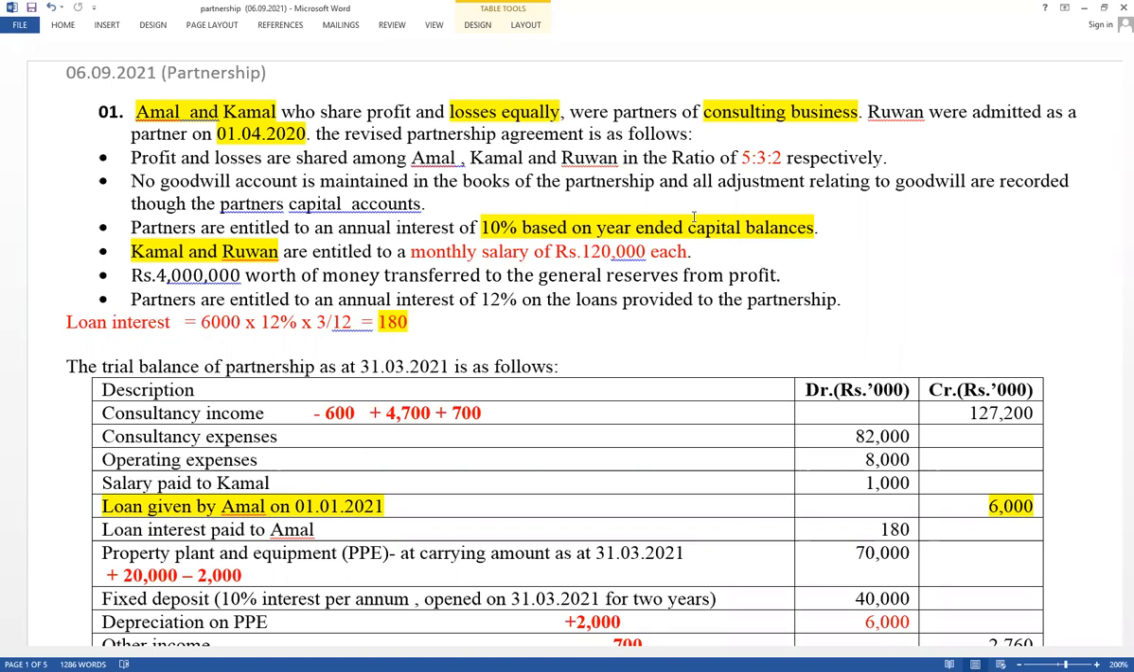Stationery is used for that. That is the main expense. Therefore, consultancy income minus consultancy expense, profit can be calculated. Then plus other income minus expense. Next week I will discuss manufacturing accounts with partnerships.